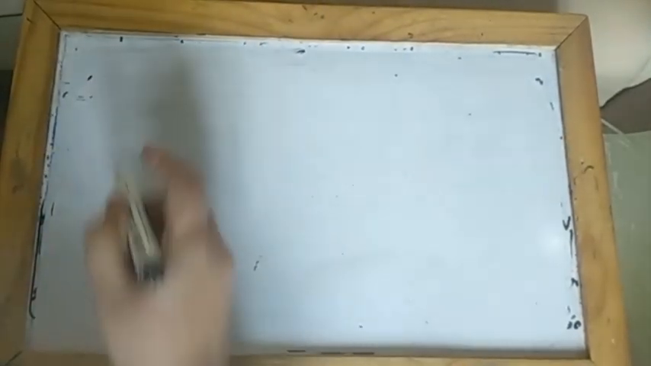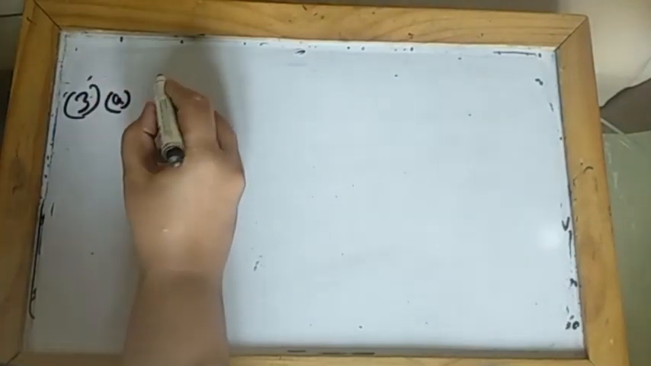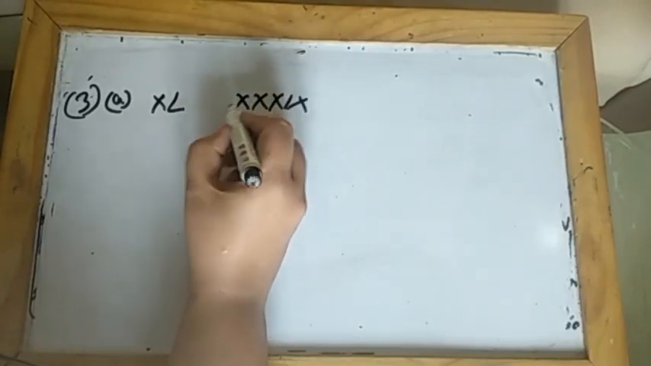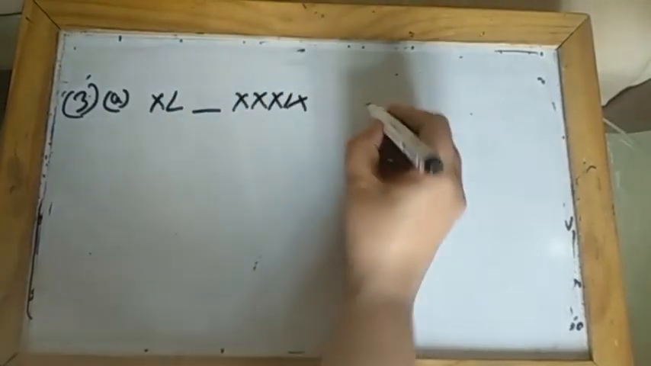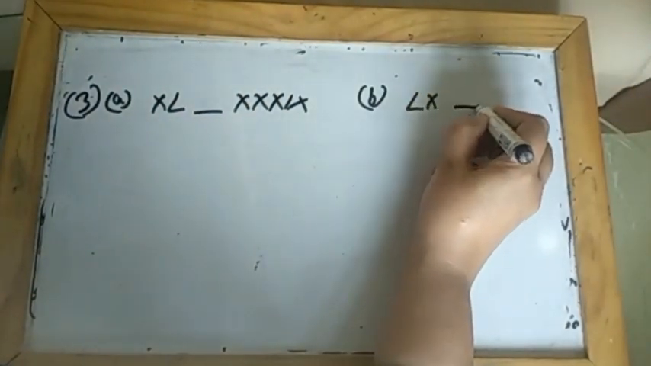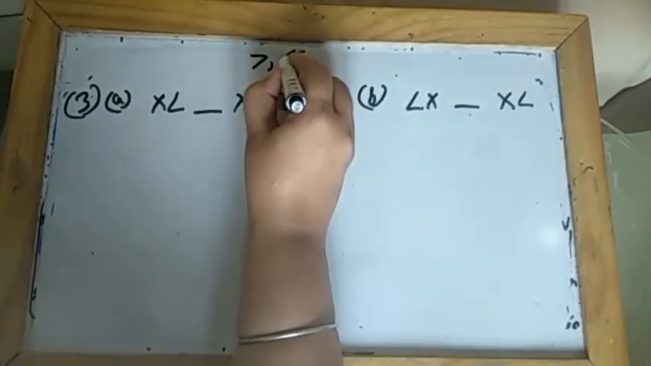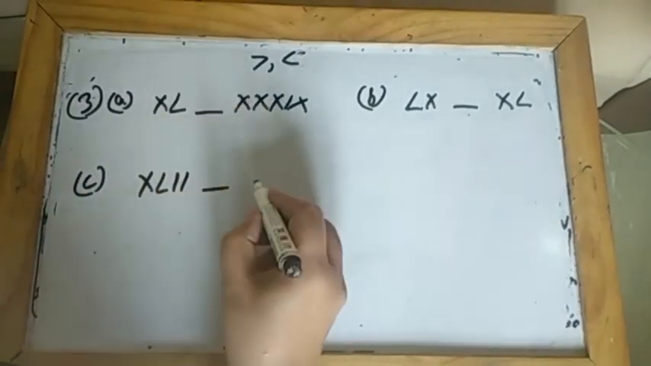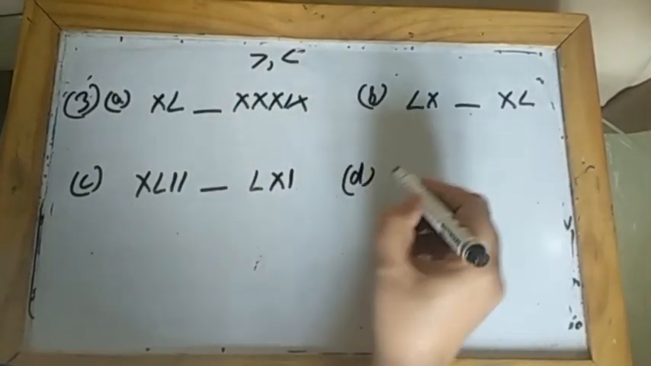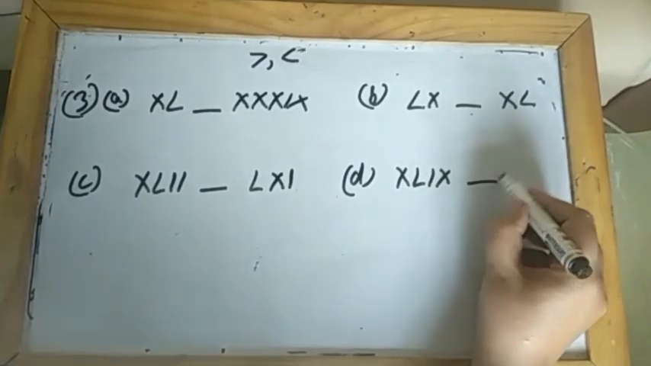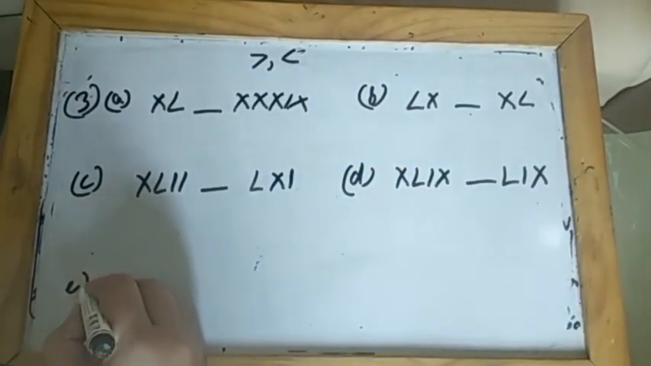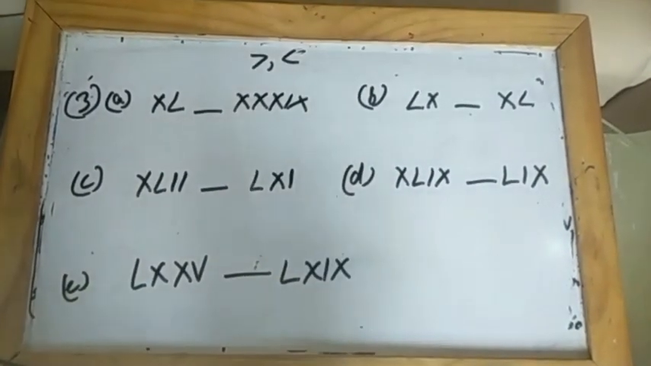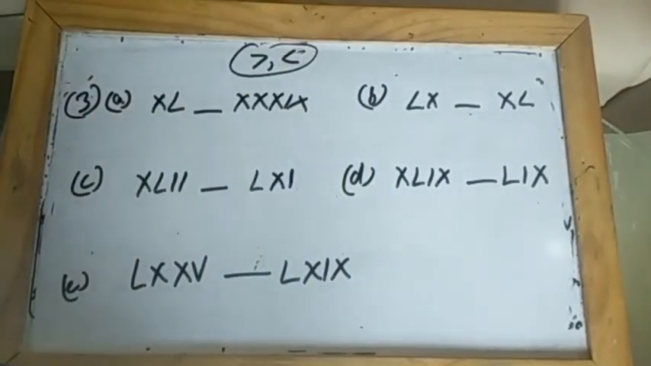Now I will come to the third question. In the third question, they have given you the numbers like this and they are asking you to put the symbol of greater than or lesser than. So let me write more parts. So some parts I will do and some you can practice. So I have put the symbol of greater and lesser. So all these are in Roman numbers.